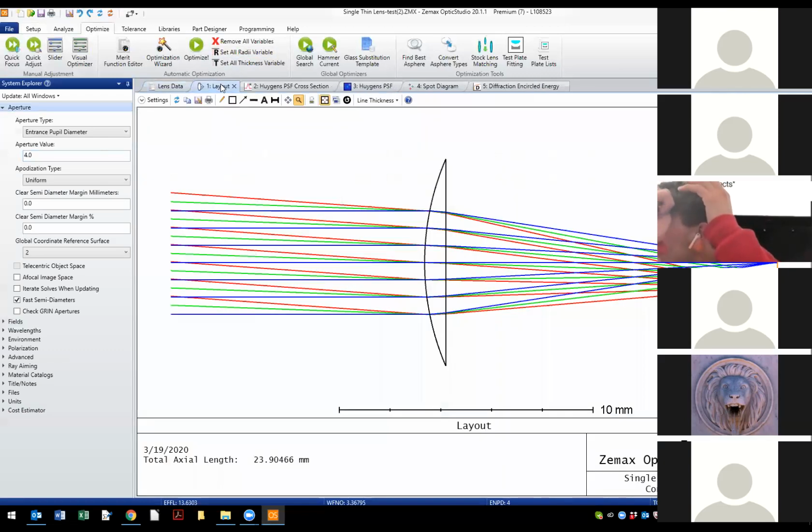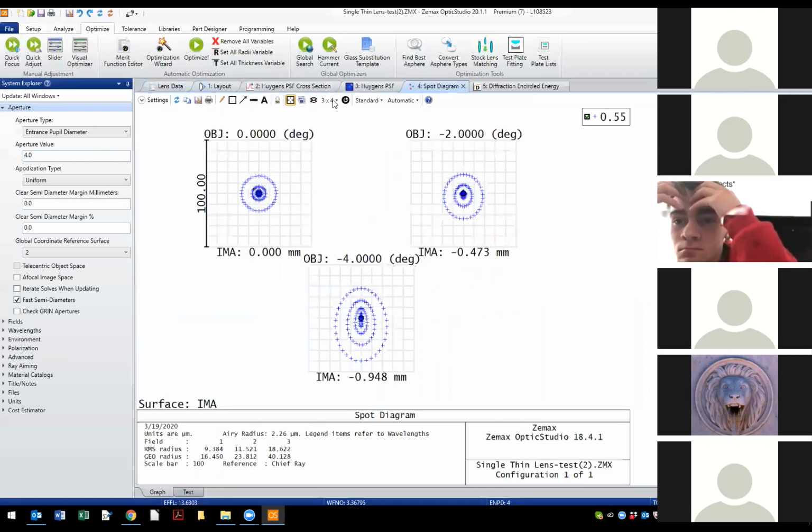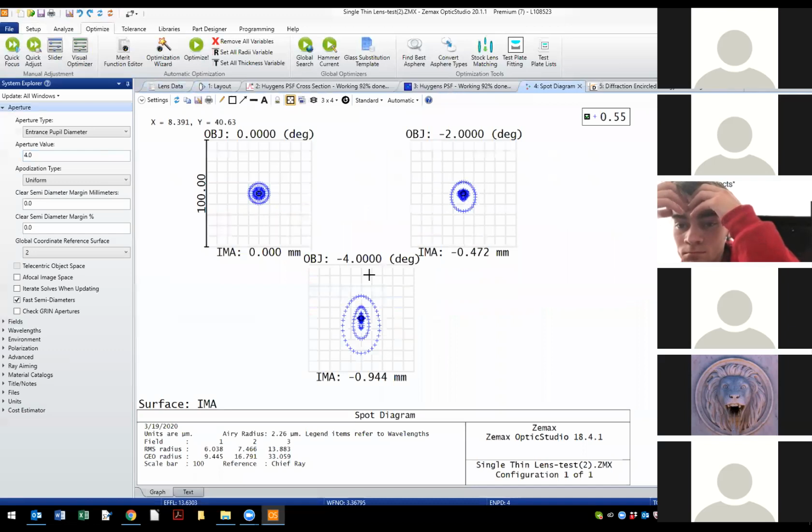And then let's take a look at our layout. And let's take a look at our spot diagram. Do you see how it dropped? Right? You see how the spot size dropped? And that's even before we did a quick focus. And then we do a quick focus, and it drops again.